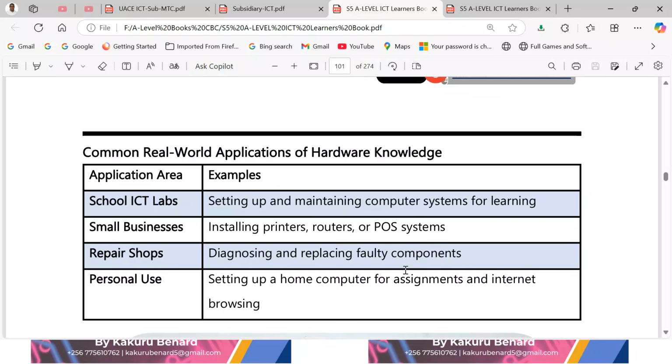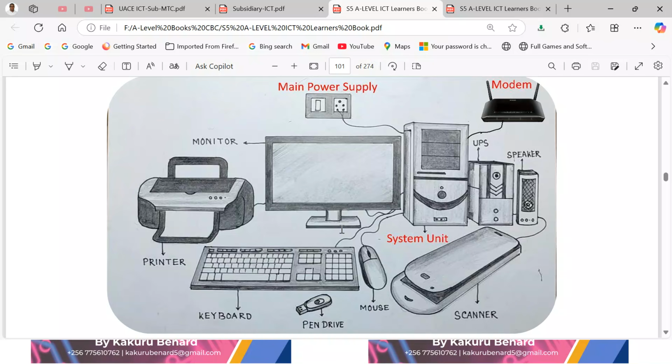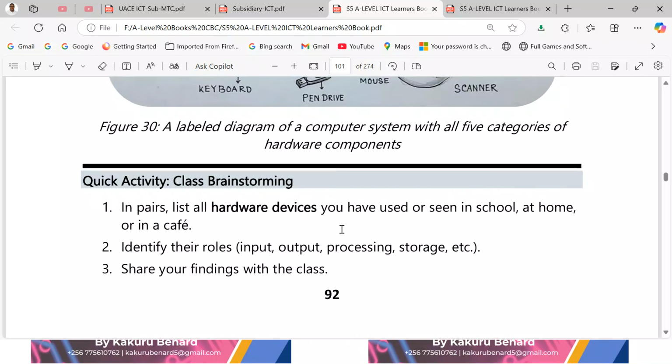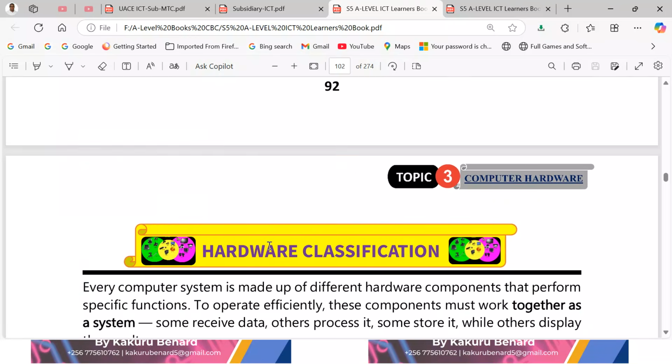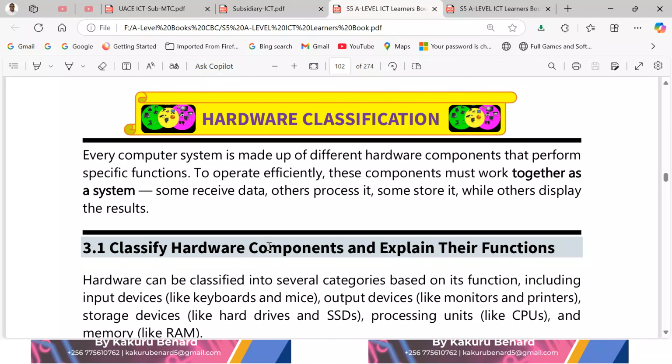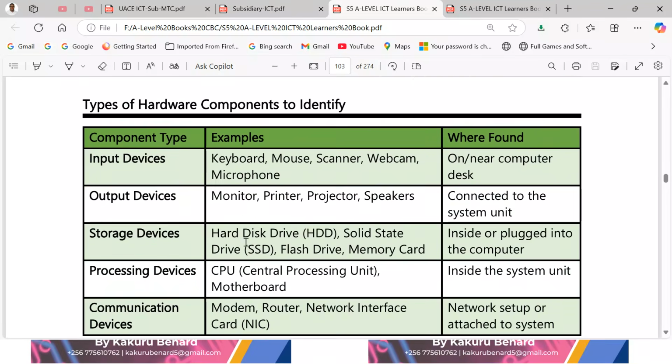So from there, we bring some real common applications of hardware knowledge. Then a quick brainstorming activity: in pairs, list all hardware devices you have used or seen in school, at home, or in a cafe. Identify their roles, input, output, processing, storage, etc. Share your findings with the class. More to that, we begin hardware classification, where we expect input, output, or both, processing, storage, and all that.